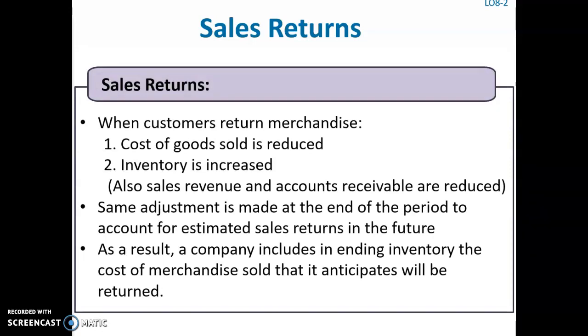When the right of return exists, a seller must be able to estimate those returns before revenue can be recognized. The adjusting entry for estimated sales returns includes a debit to sales returns and a credit to refund liability. At the same time, cost of goods sold is reduced and an estimate of inventory to be returned is made. As a result, a company includes in its ending inventory the cost of merchandise sold that it estimates or anticipates will be returned.